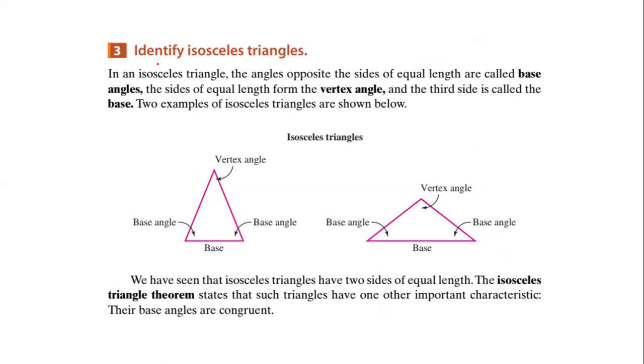Identification of the isosceles triangle. In the isosceles triangle, this angle is known as the vertex angle. The angle which is opposite to the base, this one, is known as the vertex angle. This is the base, so the angle opposite to it, this one, is the vertex angle.